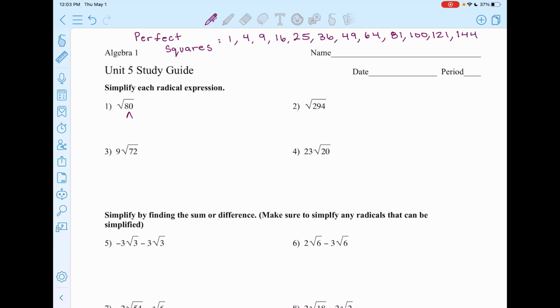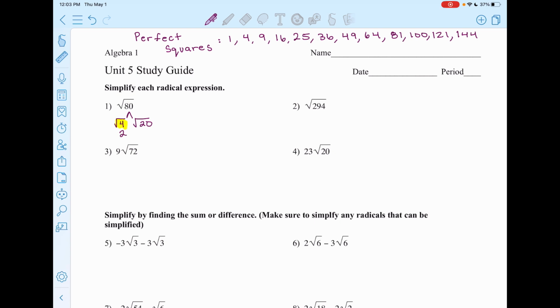So for example, I have 80, and in order to check which perfect squares divide 80, you can go in order. 80 divided by 4. And when you do 80 divided by 4, you'll get 20. Our perfect square is 4. The square root of 4 is 2.